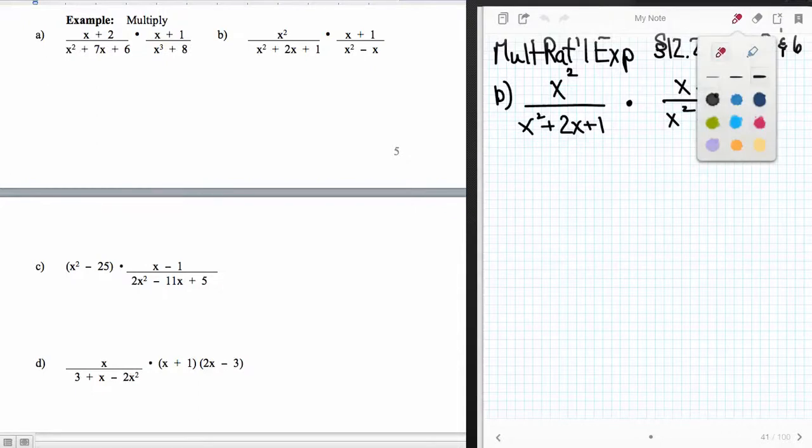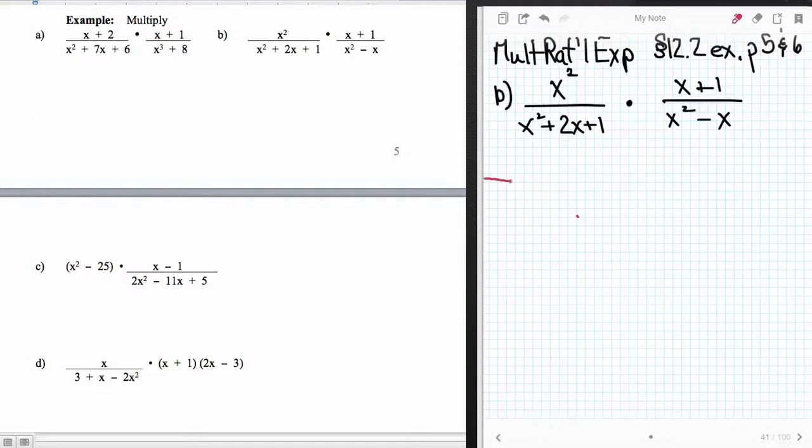All right, hopefully you've taken some time to do the multiplication problems on pages 5 and 6 of the chapter 12.2 notes. I'm going to go over those problems now. This video may end up being longer than 5 minutes because I'm going to do all 3 of these examples. All right, so we are first of all looking at x squared.